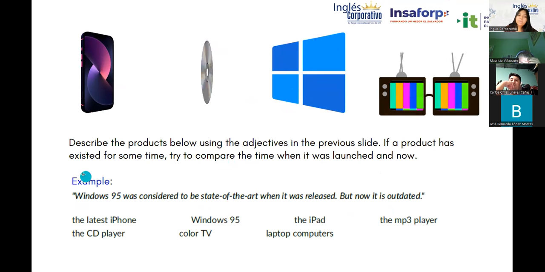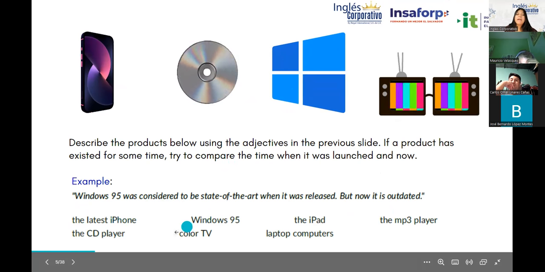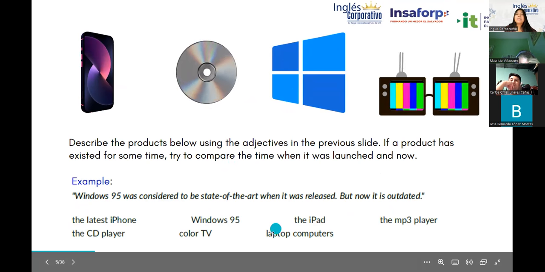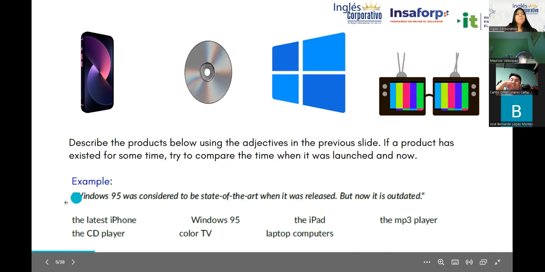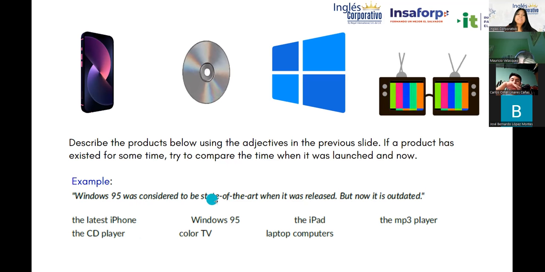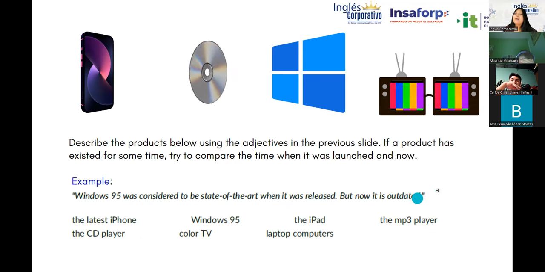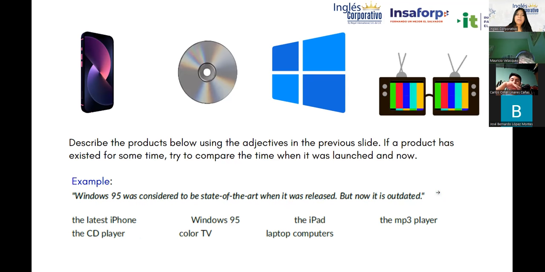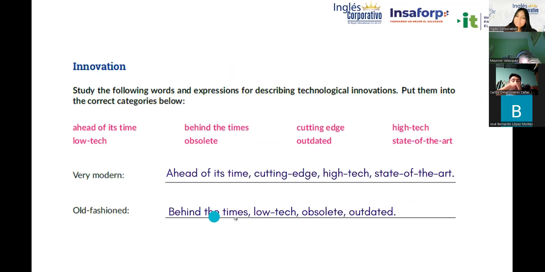For example, we have the latest iPhone, the CD player, Windows 95, color TV, the iPad, laptop computers, the MP3 player. Those are the products that we have, yeah? The example is Windows 95 was considered to be state of the art when it was released, but now it is outdated, yeah? What can you tell me about the MP3 player? Try to describe it with those adjectives.